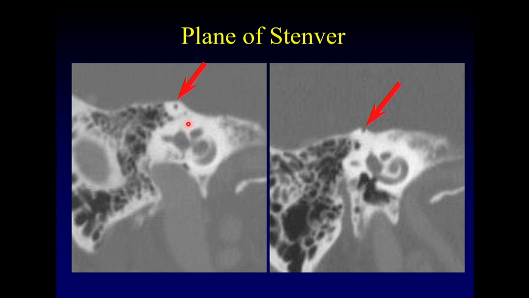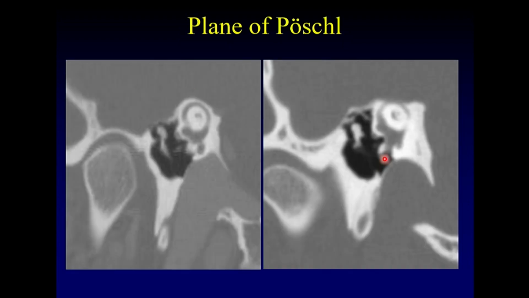This is a normal superior semicircular canal, a nice bony covering on top of it. This one, dehiscent semicircular canal, you can see there's no bony covering on the top of the canal. Plane of Poschl, same idea. Here is a nice bony covering over the superior semicircular canal, and here there is a gap over the top of the superior semicircular canal.